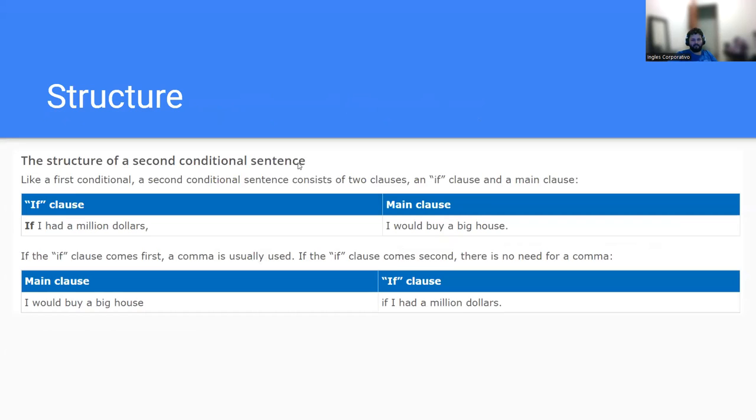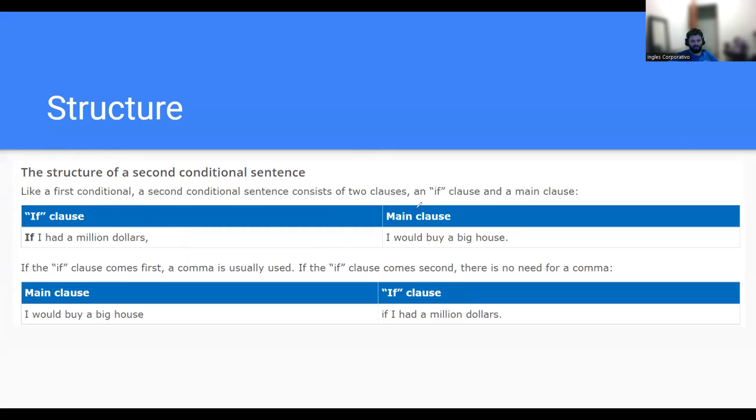All right, guys. If you notice the structure, we have the if clause plus the main clause. So we have two clauses, right? Now, can I use the main clause first and then the if clause second? Yes or no?